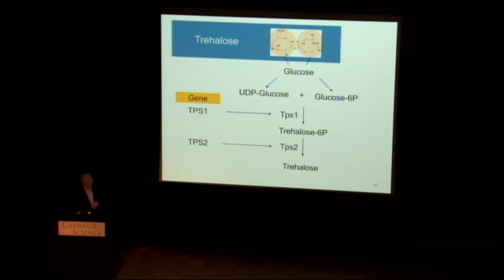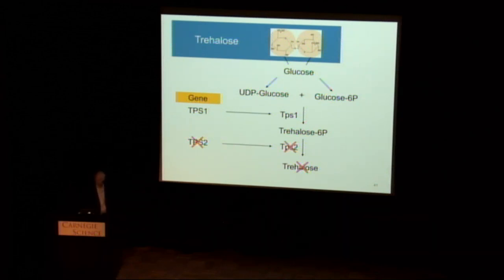So the simple idea was that if you knock out this gene, this instruction's not present inside the cell, this protein's not made, there's no way to convert this, and so you're not going to make any trehalose. Alternatively, you can knock out this protein in the cell, and similarly, you can't convert this intermediate into trehalose. So both of these genes should prevent trehalose from being made, and they do. There's no effect on desiccation tolerance.